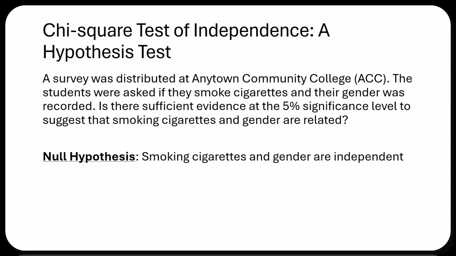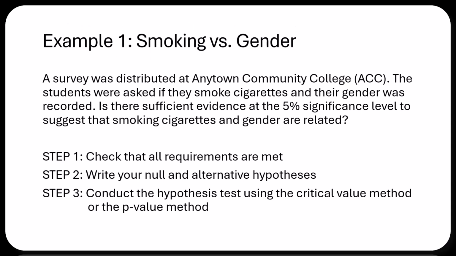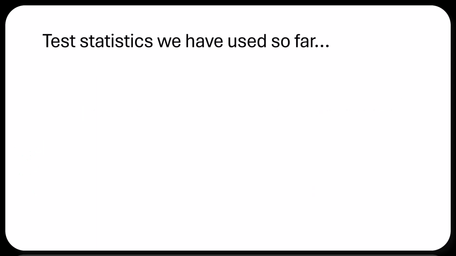So the null hypothesis is going to be that smoking cigarettes and gender are independent, and the alternative hypothesis is that smoking cigarettes and gender are dependent. So now we have checked all of our requirements. We've written our hypothesis statements. So now it's time to actually conduct our hypothesis tests. Remember, with hypothesis tests, you can use either a critical value or the p-value method. So in this video, I will demonstrate both methods.